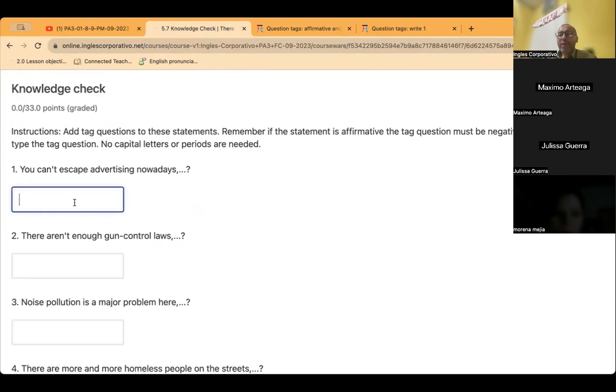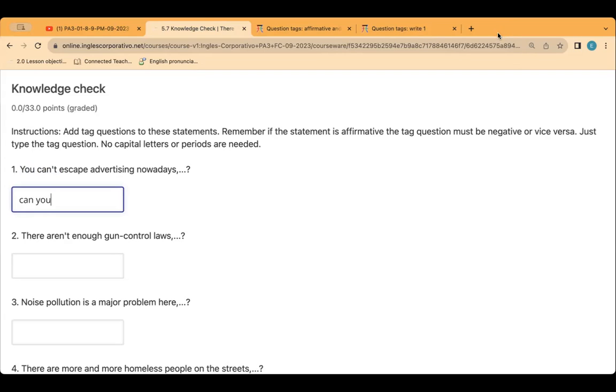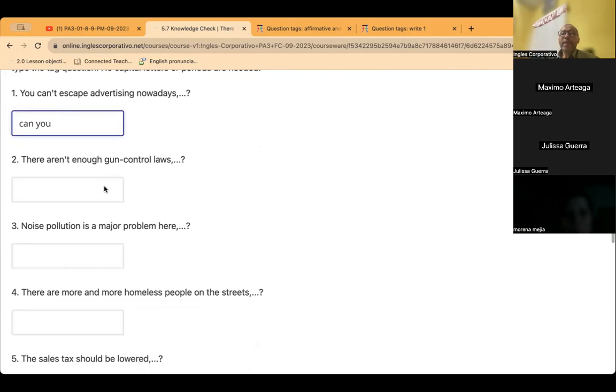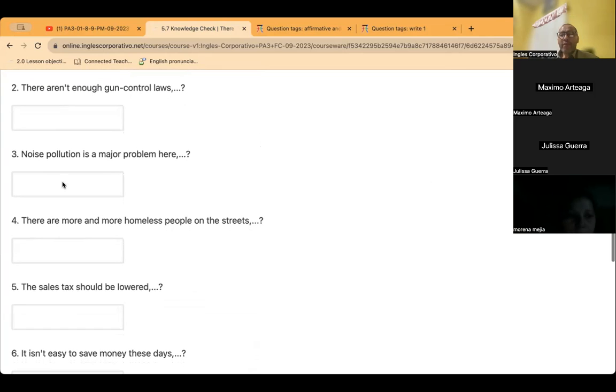So number one, you can't escape advertising nowadays. First, I look for the auxiliary or the verb. Here there is an auxiliary. The auxiliary is can. So I put can. Then I look for the subject. The subject is you. So then I put down you. Can you? Do you see? Like that.